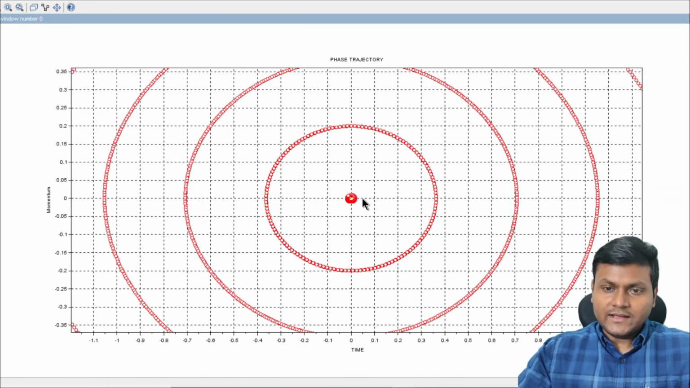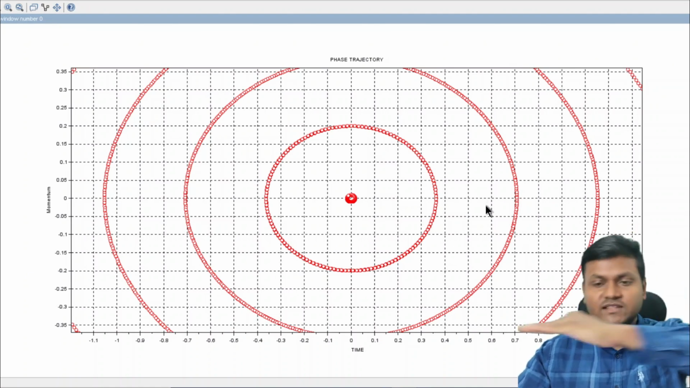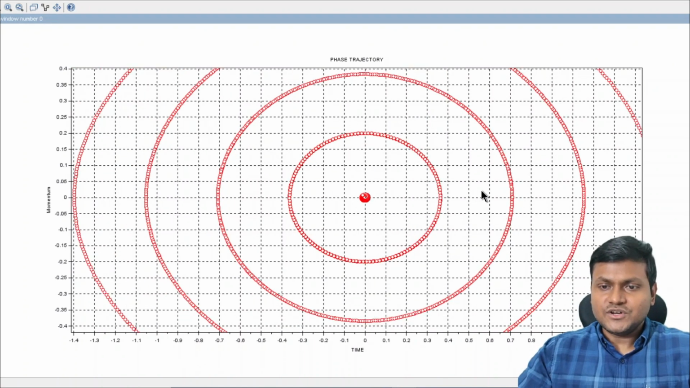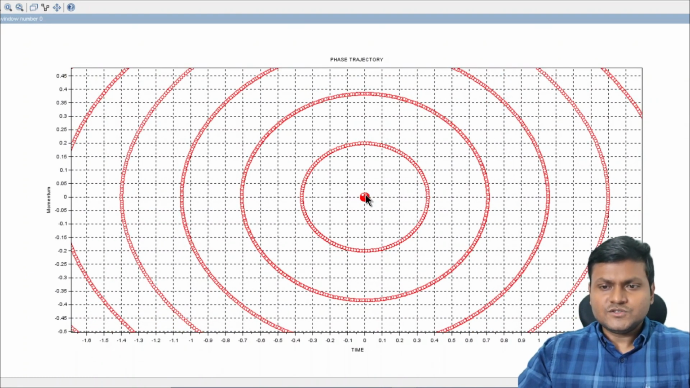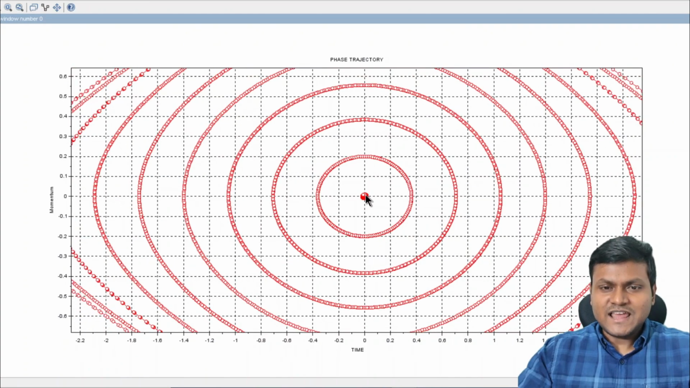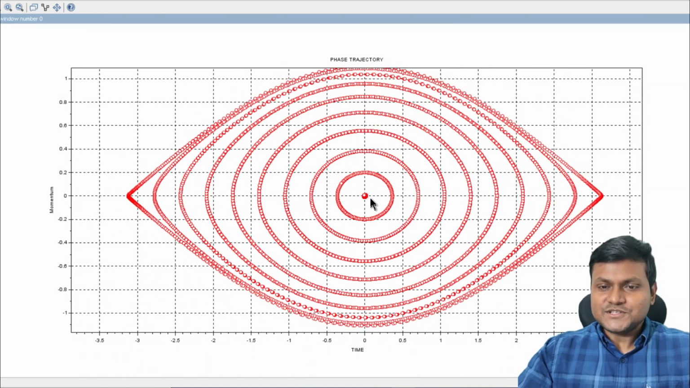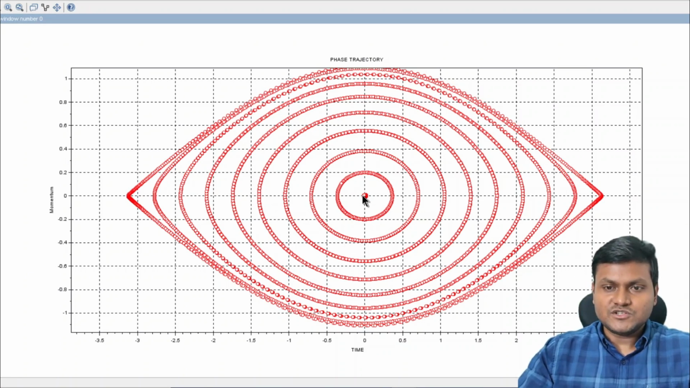So for smaller angles, the phase space trajectory between the momentum on the y-axis and angular displacement on the x-axis looks like an ellipse. But when the angle becomes larger and larger, as you can see, the graph keeps on changing a little bit. The ends sort of taper a little, and this becomes like some kind of an eye. The inner circles I've obtained using small angle approximation. The outer circles I've obtained from the solution of the differential equation for larger angles.